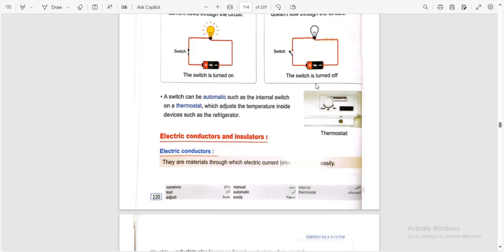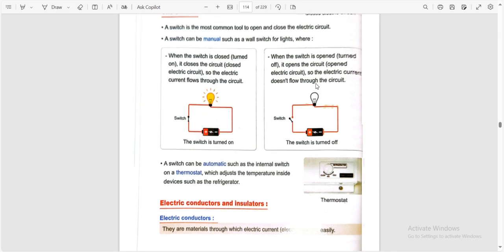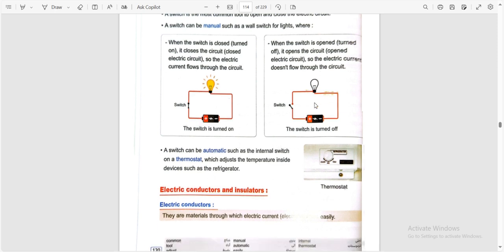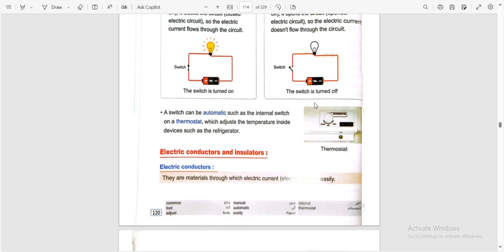Now we need to know something very important about switches. Switches can be manual, like you turn them on and off, like any switch at home, or they can be automatic, like the switch in a thermostat in the refrigerator. You might hear the refrigerator sometimes making a sound as if it's working, and then it goes silent as if it's not working. This is the automatic switch in the thermostat. And the thermostat controls and regulates the temperature of devices such as the refrigerator or the AC or anything that deals with temperature. Good.